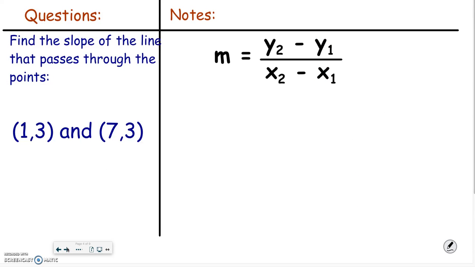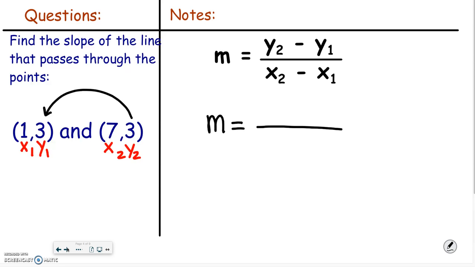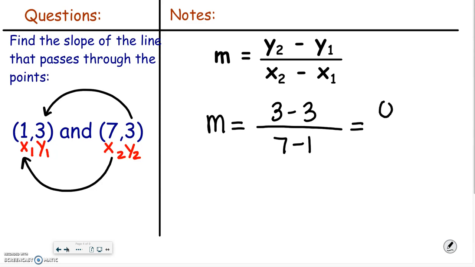Example number 3, label x and y for the first ordered pair and the second ordered pair. So m equals, on the top of my fraction, 3 minus 3. On the bottom, 7 minus 1. 3 minus 3 is 0, and 7 minus 1 is 6. Remember, when 0 is on the top of your fraction, your answer is 0. This would be a horizontal line if we drew a graph.